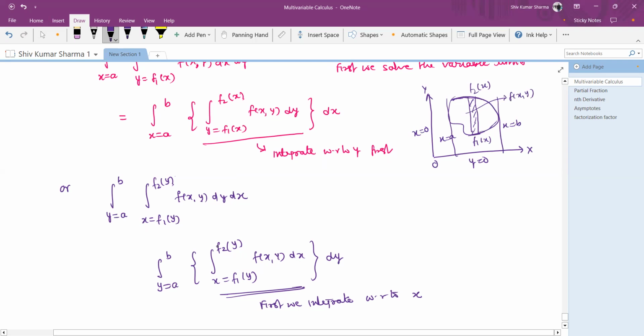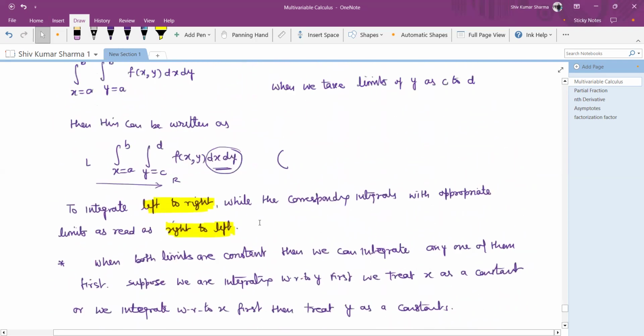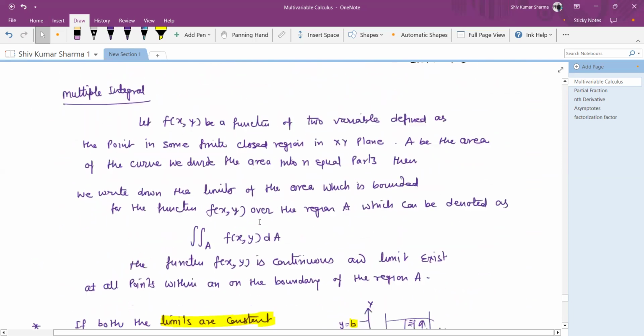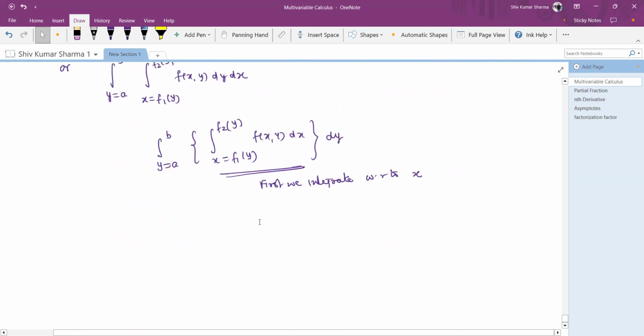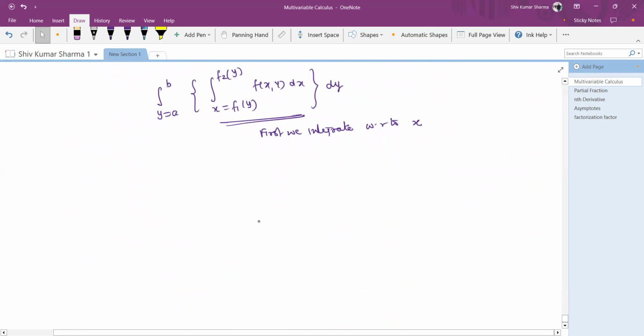After understanding the limits and the concept of double integration, we move to the problems related to it. We start with the first problem related to multiple integrals. Problem one: evaluate the integral from 0 to 1, 0 to 2, of (x plus y) dx dy.